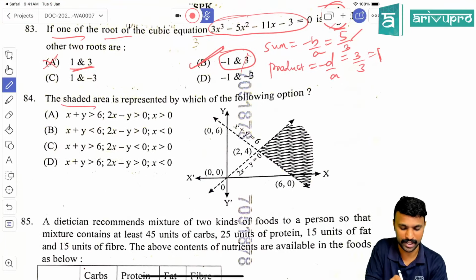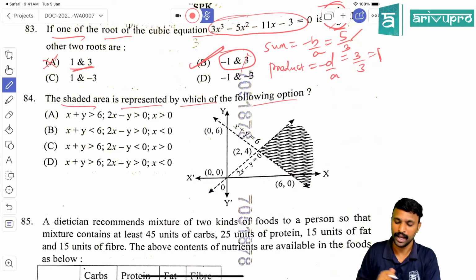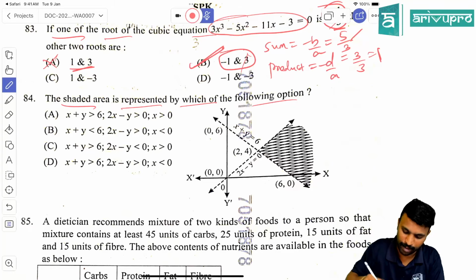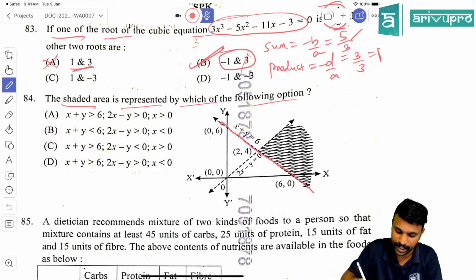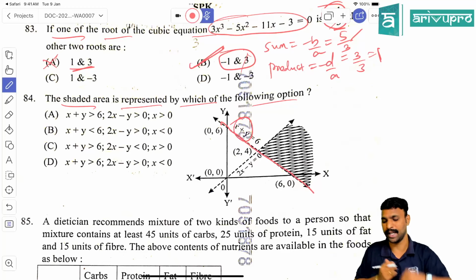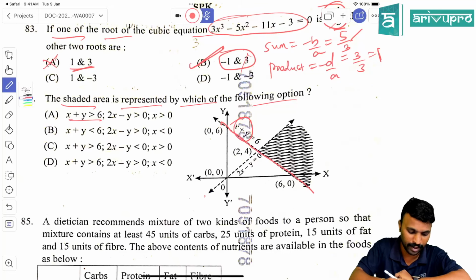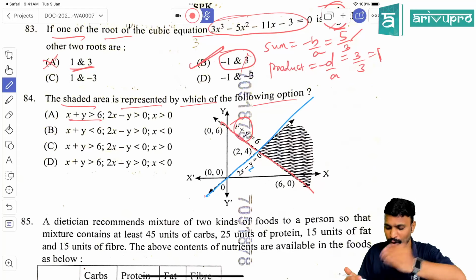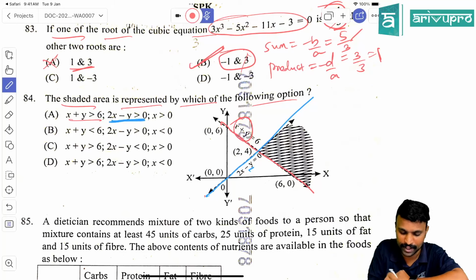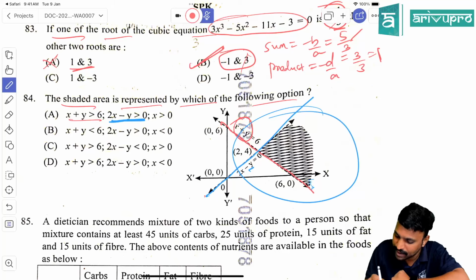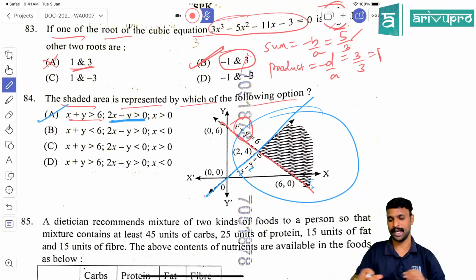Guys, look at the next question. The shaded area represents which of the following options? So please understand, guys, take one line at a time. I'm going to take this x plus y is equal to 6. If the coefficient of y is positive, then the shaded region is above the line. It should be greater than. So for x plus y, it should be greater than. So that is correct. For the other line, the one which goes from lower left to upper right, y is negative and the shaded portion is below. Y negative below means greater only. So this also satisfies. And you see here, y is approaching negative, but over here x is always positive only. So option A itself is the right answer.